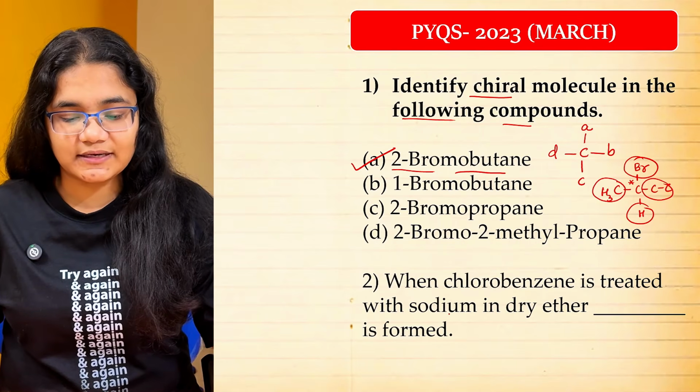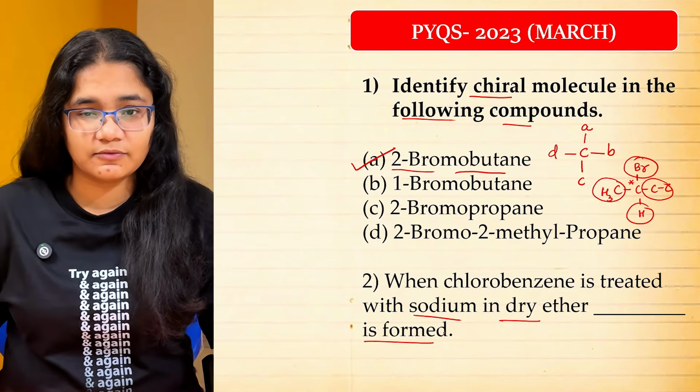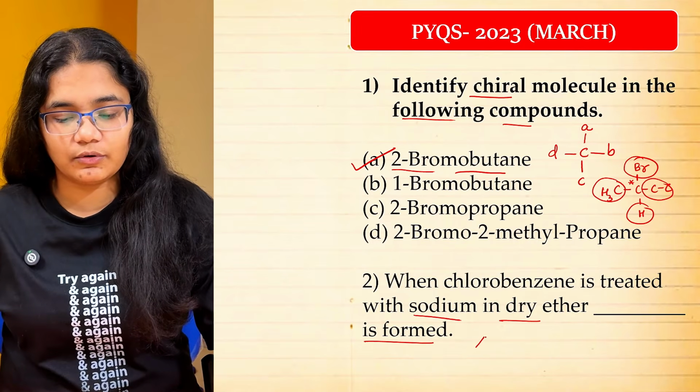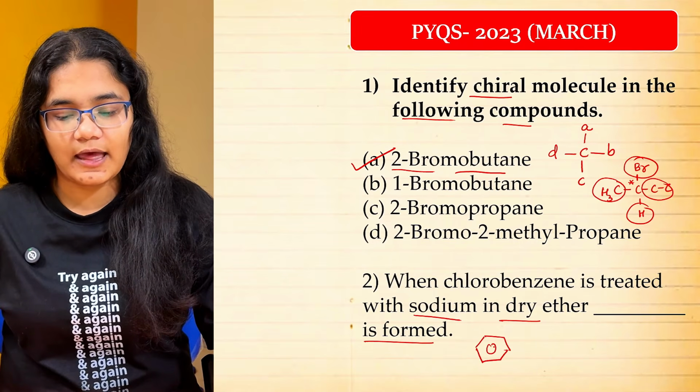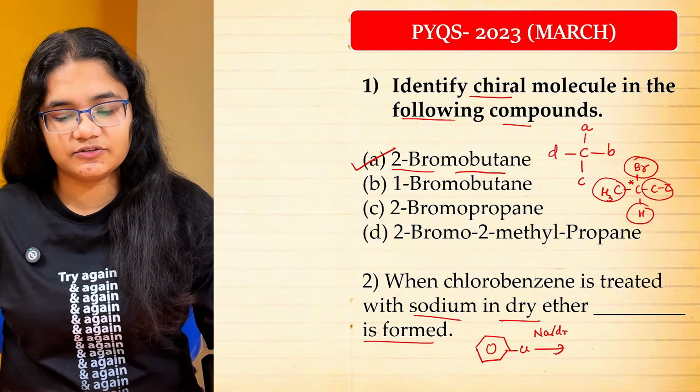Next, when chlorobenzene is treated with sodium in dry ether, dash is formed. This is from the fill in the blanks. If I have chlorobenzene and you treat it with sodium in dry ether, first of all, you might have recognized the name of this reaction.